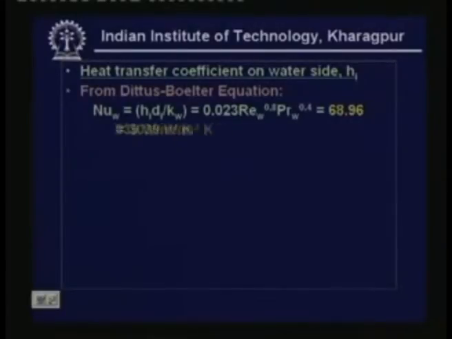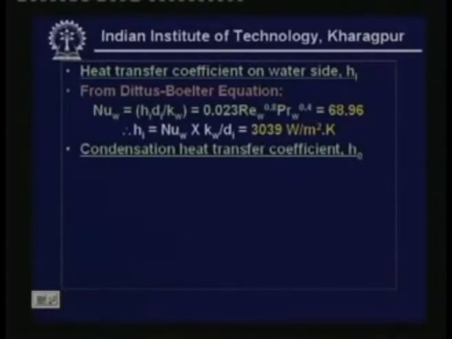Once you know the Nusselt number, you can find the heat transfer coefficient, because the heat transfer coefficient is nothing but Nusselt number into thermal conductivity of water divided by the diameter. So if you substitute these values, you find that the heat transfer coefficient on the water side is 3039 watt per meter square Kelvin.